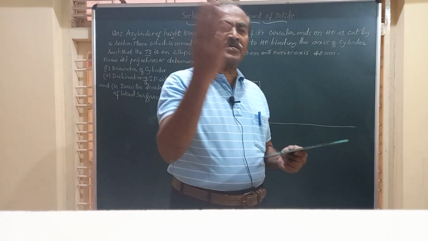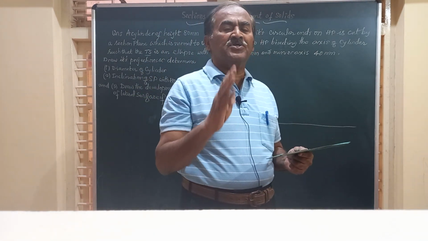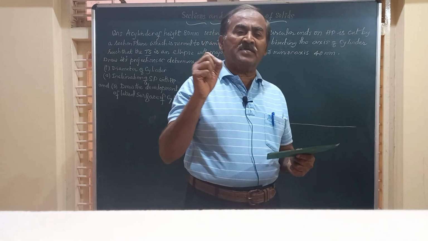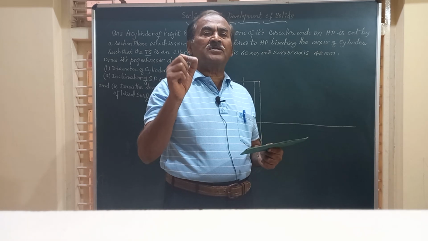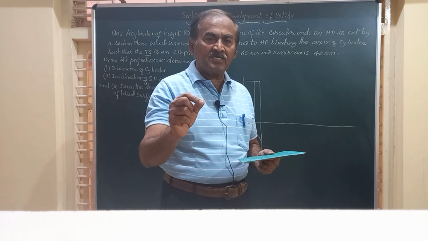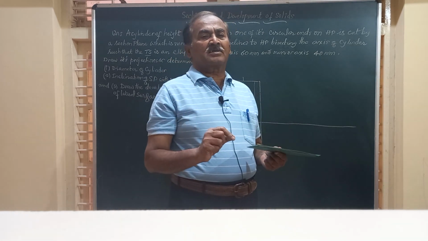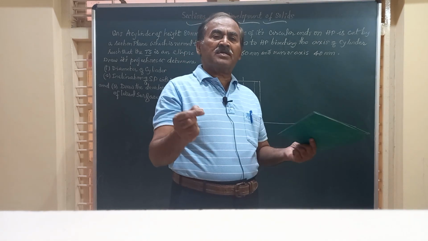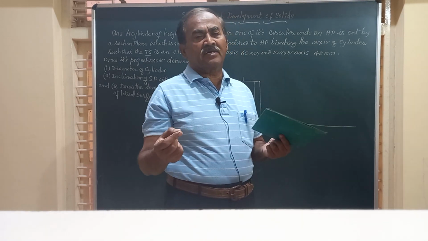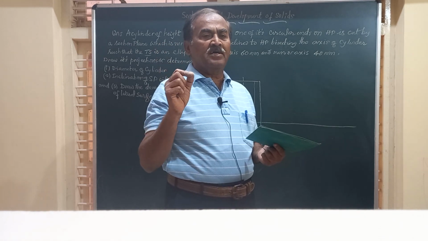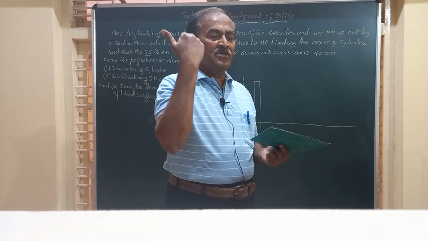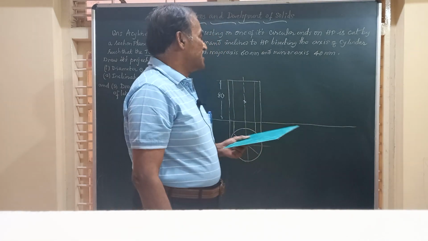Always, if it is cut by a section inclined to HP, if the true shape is an ellipse, then the minor axis of the true shape is the diameter of the circle. And diameter of the circle means the diameter of the cylinder. Friends, this concept is very, very important. Unless you know this concept, you can never work out this problem at all.